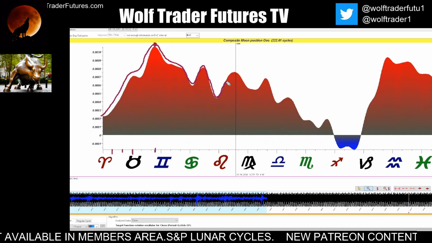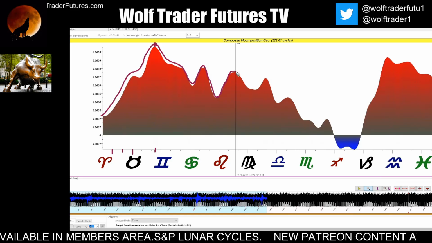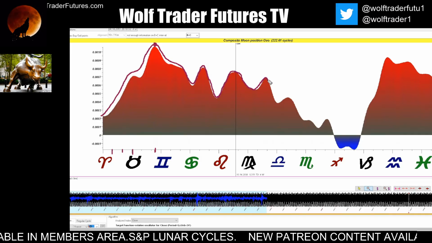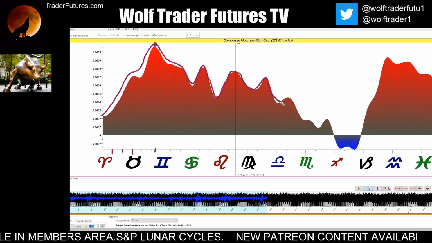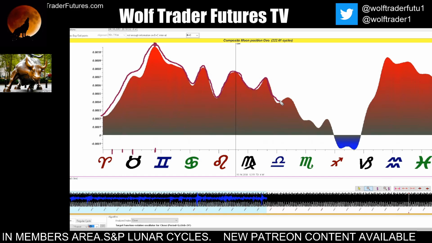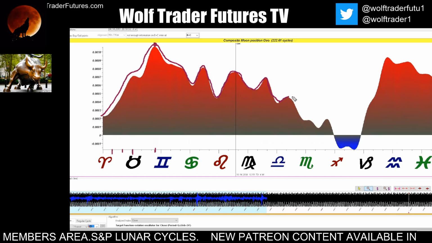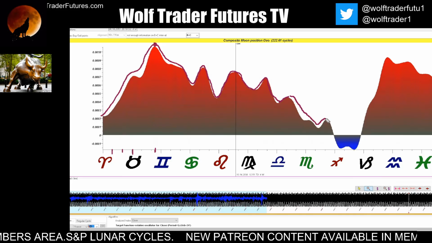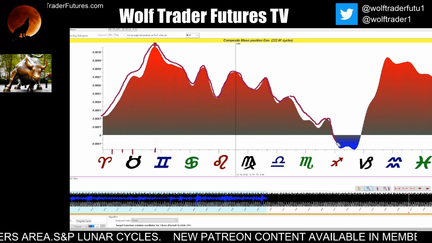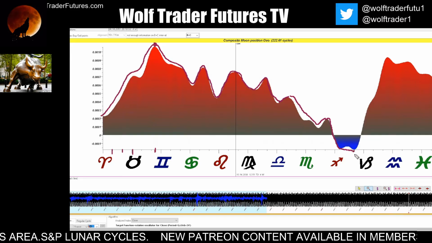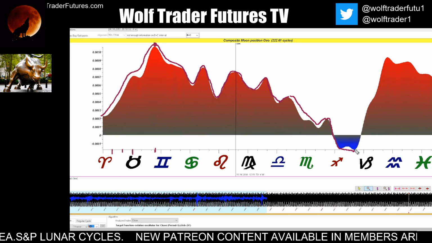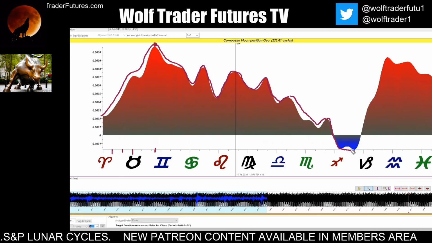This goes up into Leo, makes a peak into the second decan of Leo, goes down into Virgo, first decan, makes a peak in the second decan of Virgo, falls here into the first decan of Libra, makes a peak into the second decan of Libra, and then it falls through Libra and Scorpio, makes a little bump into the third decan of Scorpio, but then it falls down into Sagittarius and makes the ultimate low here in the third decan of Sagittarius.